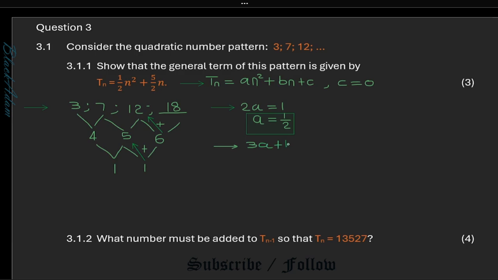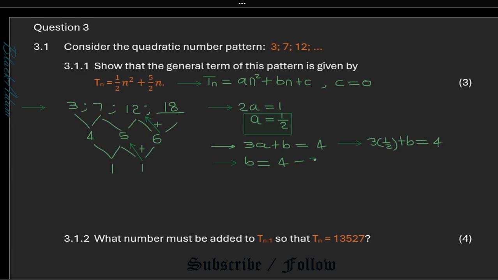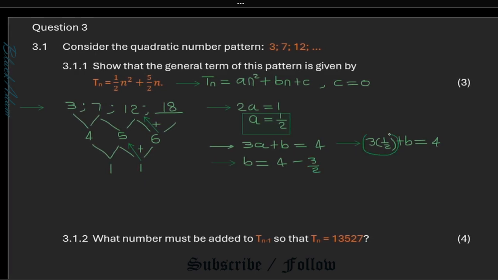Now we have the first difference, that's the first term, that's 3a plus b is equal to 4. And we already know that a is half. So that's 3 bracket half plus b is equal to 4. So solving for b, that is going to be 4 minus 3 over 2. That's 3 times 1 is 3 over 2.